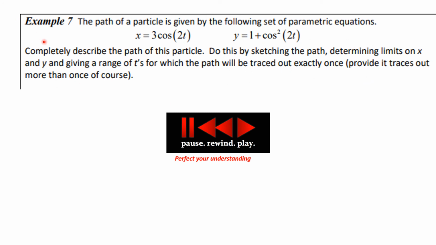Here is our next example. The path of a particle is given by the following set of parametric equations. x of t is equal to 3 cosine of 2t. y is equal to 1 plus cosine squared of 2t. Completely describe the path of this particle. Do this by sketching the path, determining limits on x and y, what piece of the curve happens, and giving a range of t's for which the path will only trace out once, provided it traces out more than once, of course. You know what to do. Let's see how you did.